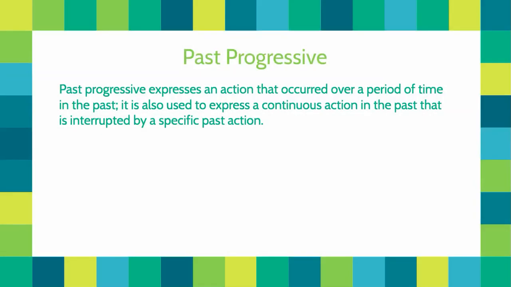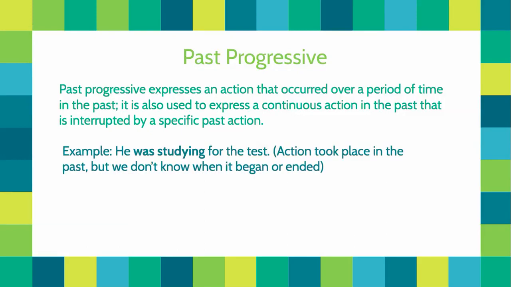Past progressive is an action that occurred over a period of time in the past. So it's continuous in the past, but it's done now. It's also often used to express an action that was continuous in the past that's interrupted by another specific past action. So an example of the first version, he was studying for the test. So it took place in the past. We don't know when it began or when it ended.